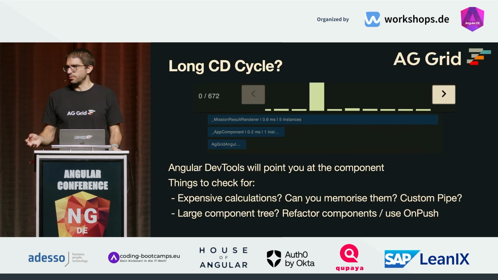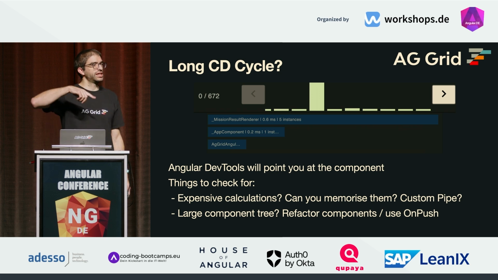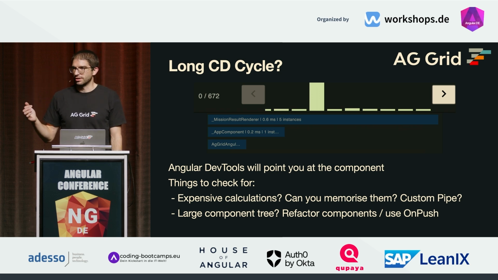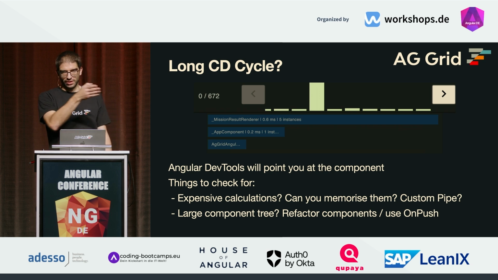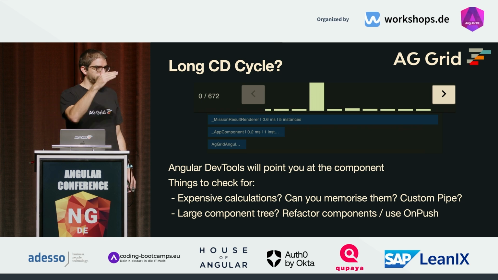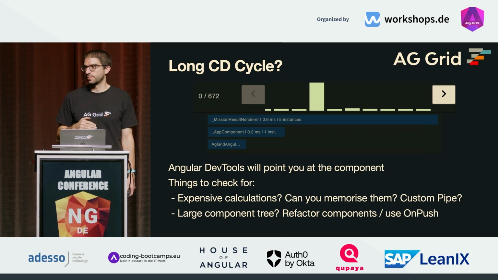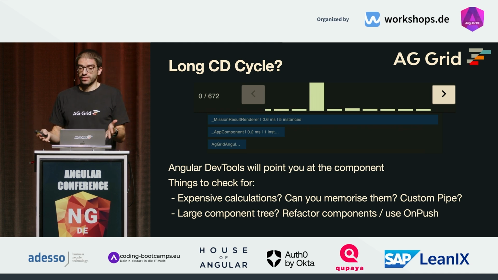But that's not the only way we can make our application slow. The Angular DevTools also changes the height of these bars based on how long that specific task took. So if you're going along in your profile and then suddenly you get this long bar, you might want to click on it, and it will show you which components it's spending the time in. So you might want to look for expensive calculations. Is there something you can memoize in there? Can you put in a custom pipe? Or there might be a really large component tree which has to be updated.